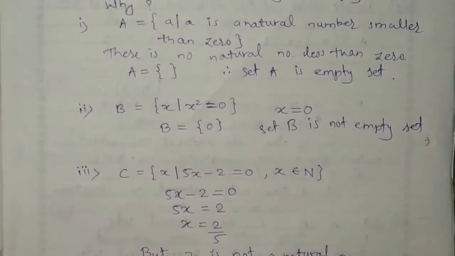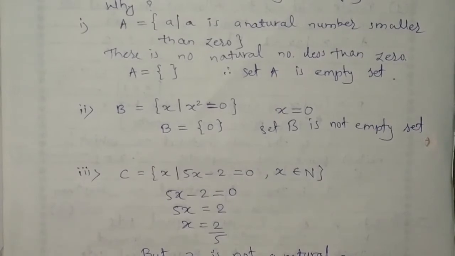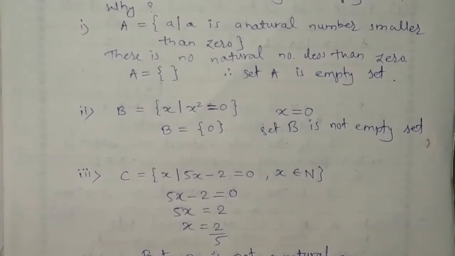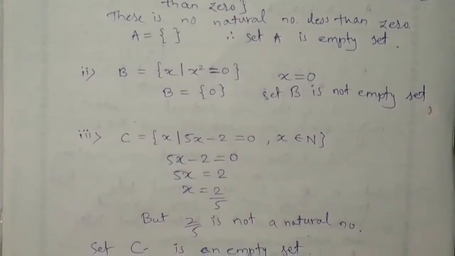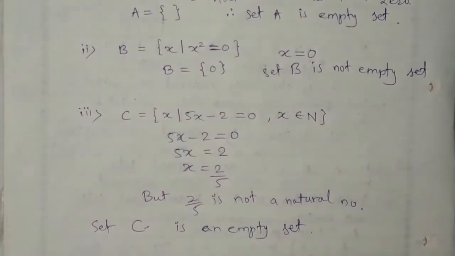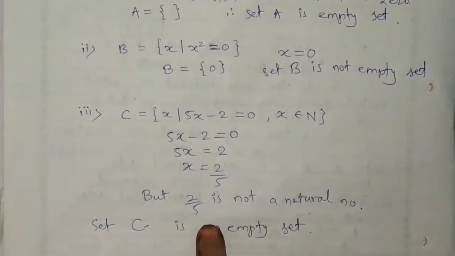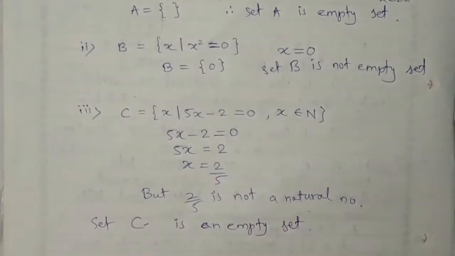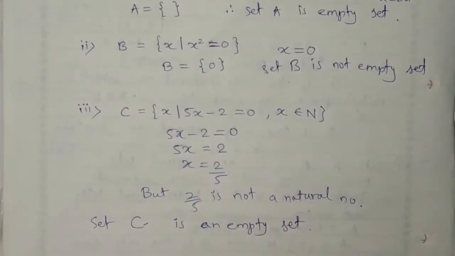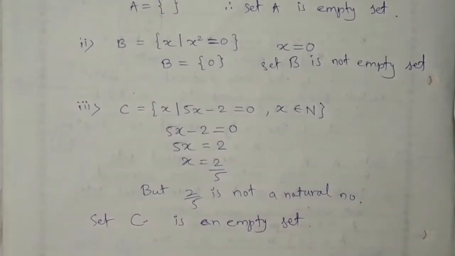That means set C is an empty set. So set C is going to be an empty set, because the condition is that x should belong to natural numbers, and our result x is not a natural number. Therefore, there is no element in the set C. It is an empty set.